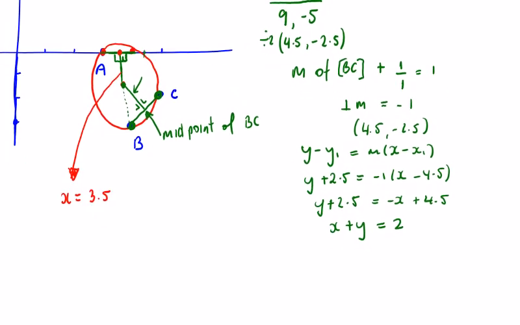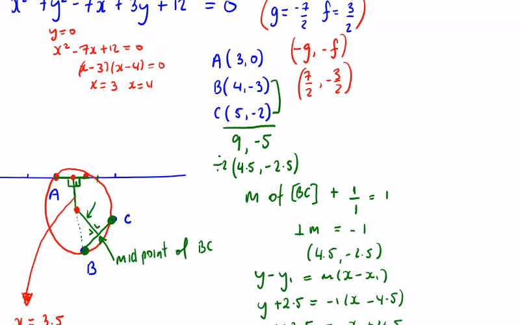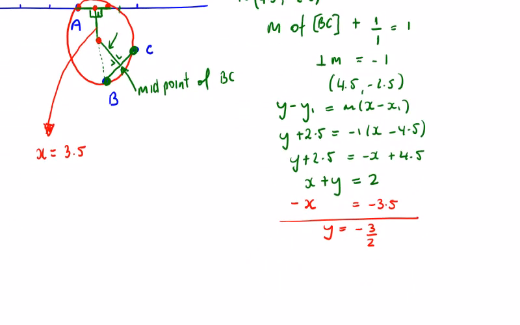So really quickly, we should be able to then solve the two equations. So I have x equals 3.5, so minus x equals minus 3.5. So I'm going to get y is equal to minus 1.5 or minus 3 over 2, which is going to give me the center of the circle. And just look up here, minus 3 over 2 is what we got for one of the center points. We got that already. So now we just have to solve for x.